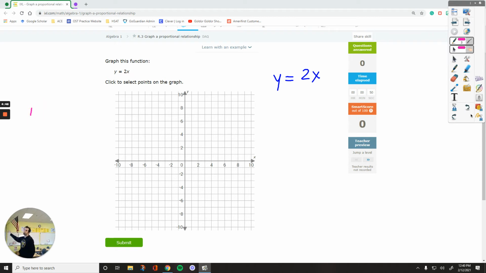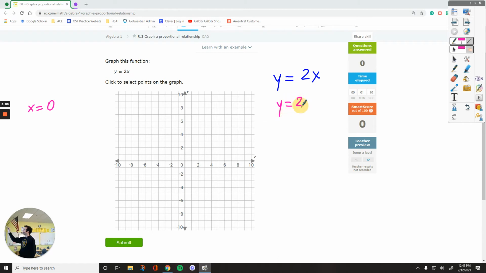We are going to plug in numbers for x and then find the y values. Let's say the x value that I want to plug in is 0. You can plug in any numbers that you can see on the coordinate plane for x. So I'm plugging in 0 and see what the y value is going to be. So if x equals 0, let's do it.